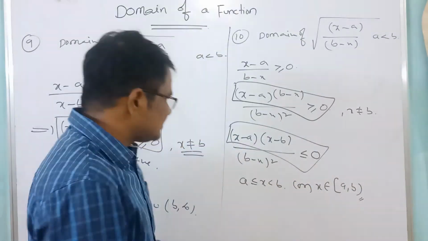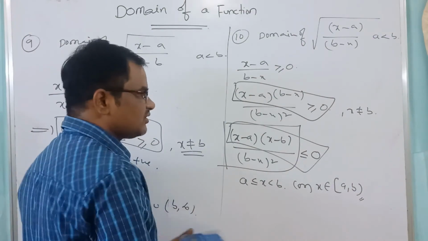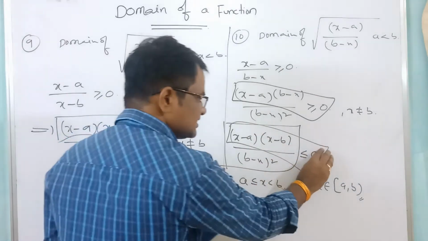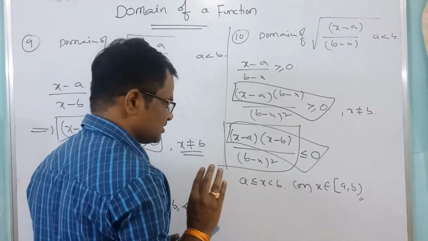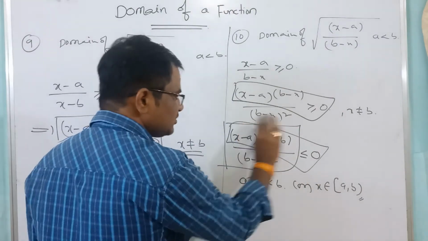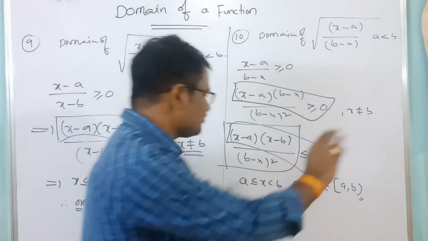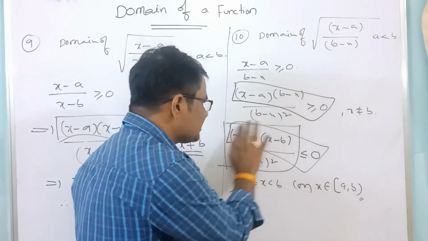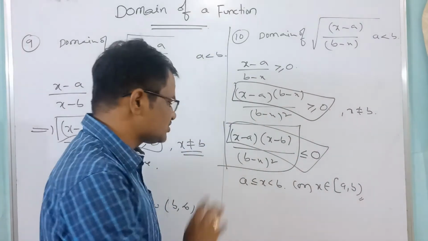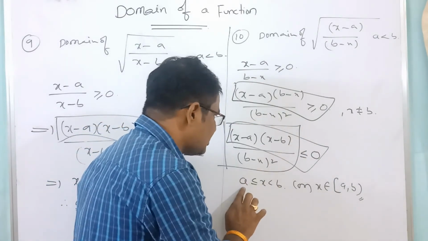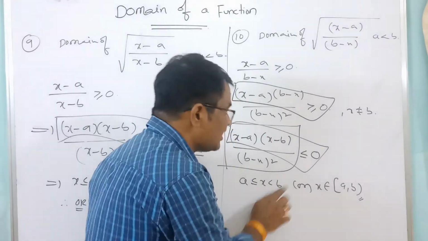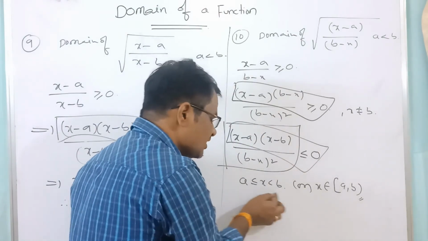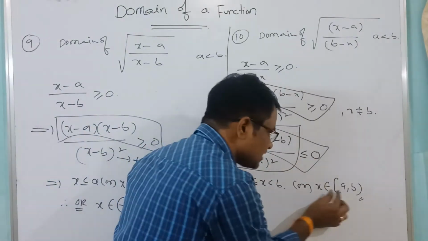Now, when this total is less than or equal to 0, either this one is negative or this one is negative. If this is positive and this is negative, the expression is negative, less than or equal to 0 you will get. But already we know that here a square is there. It does not allow negative values. So that's why definitely the numerator only is less than or equal to 0. So when this expression is less than or equal to 0, a is less than or equal to x, less than or equal to b. But here already x is not equal to b. If you take x equal to b, the denominator becomes 0. So you have to eliminate x equal to b. So x belongs to closed interval a to open interval b.